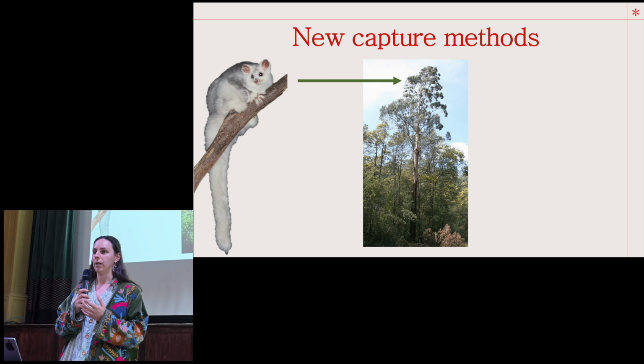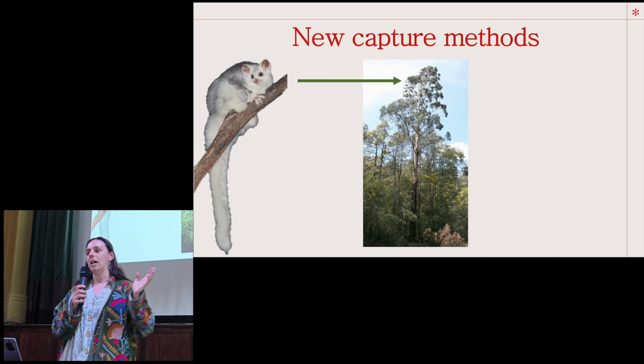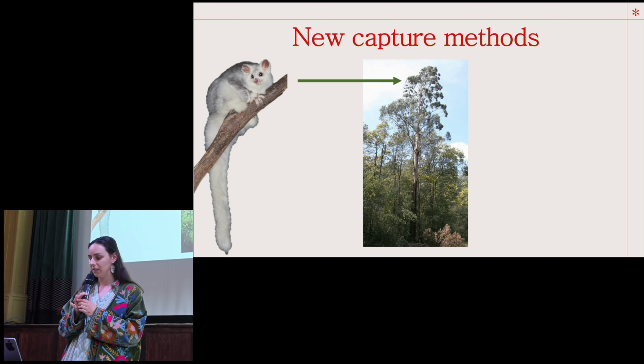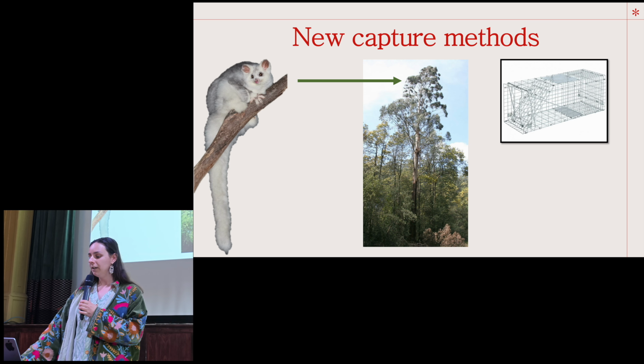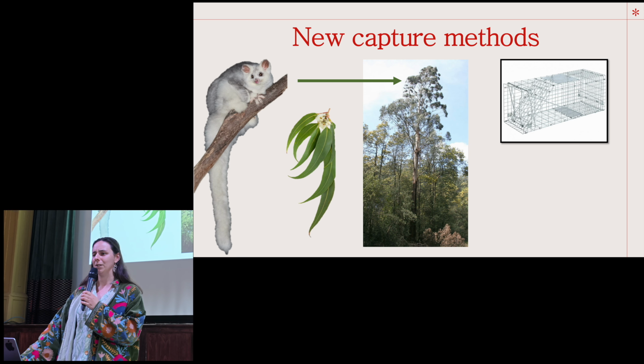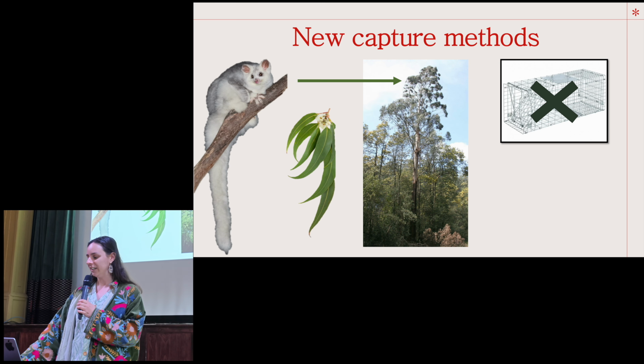And to be able to do that, we need to get small tissue samples from the edge of their ear. But this animal lives 20, 30, 50, 60 metres up in the canopy, depending how tall the forest is. And they eat eucalyptus leaves. So setting up a cage trap filled with eucalyptus leaves in a tree that's already got eucalyptus leaves doesn't really work. So, nope.